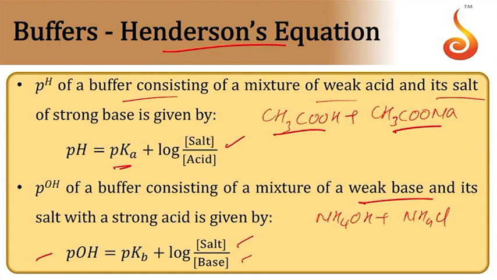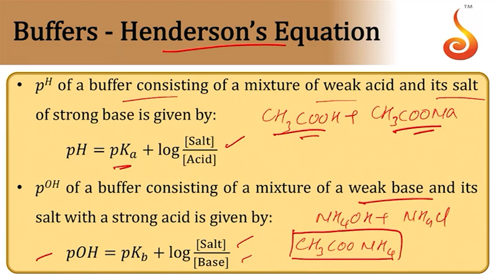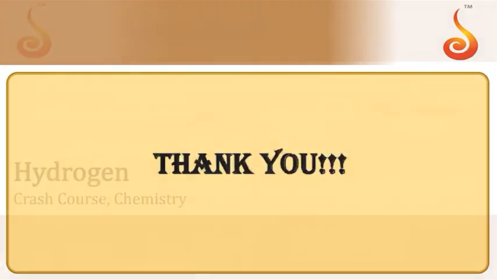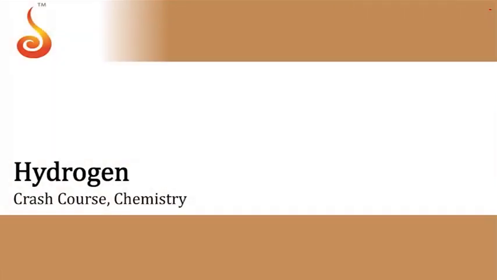Even the aqueous solution of salt of weak base and weak acid also acts as a buffer, for example, when you take the compound CH3COONH4, only the solution of this salt itself also acts as a buffer. So buffers will be mixtures like weak acid plus corresponding salt of strong base, weak base plus corresponding salt of strong acid. Also, it can be only an aqueous solution of weak base and weak acid that acts as a buffer solution. Then today we will discuss important points from hydrogen and its compounds.